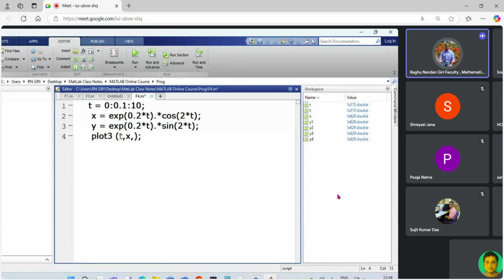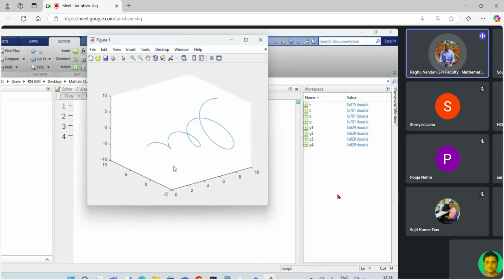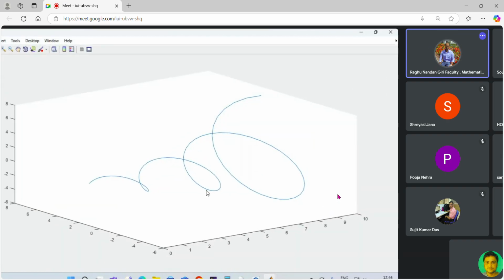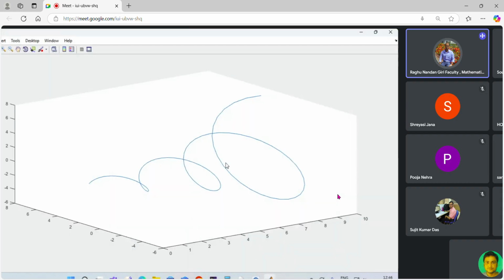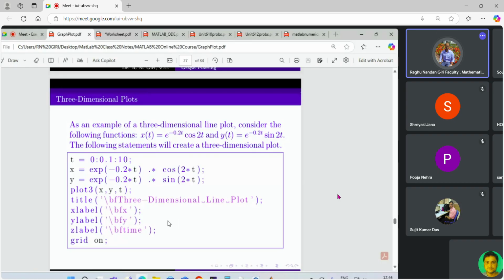Say t, x, y. Okay, see this. This is the line graph, the line graph for the function x(t) equal to this and y(t) equal to this. This is a line graph, a 3D line graph.